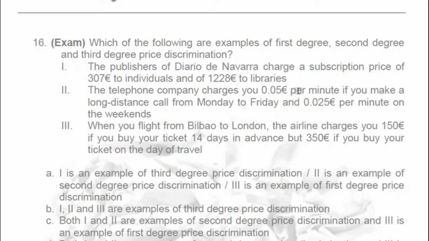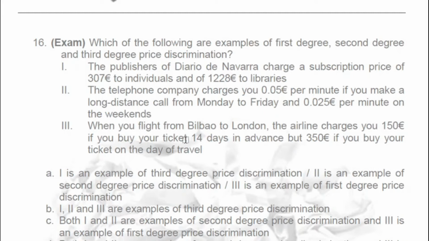The telephone company charges you 0.05 euros per minute if you make a long distance call from Monday to Friday, and 0.025 per minute on weekends. This is not third degree price discrimination because one person pays both of them. In the first one, one person or one firm pays a unique one of these prices, but now one individual pays both of them. So this is second degree.